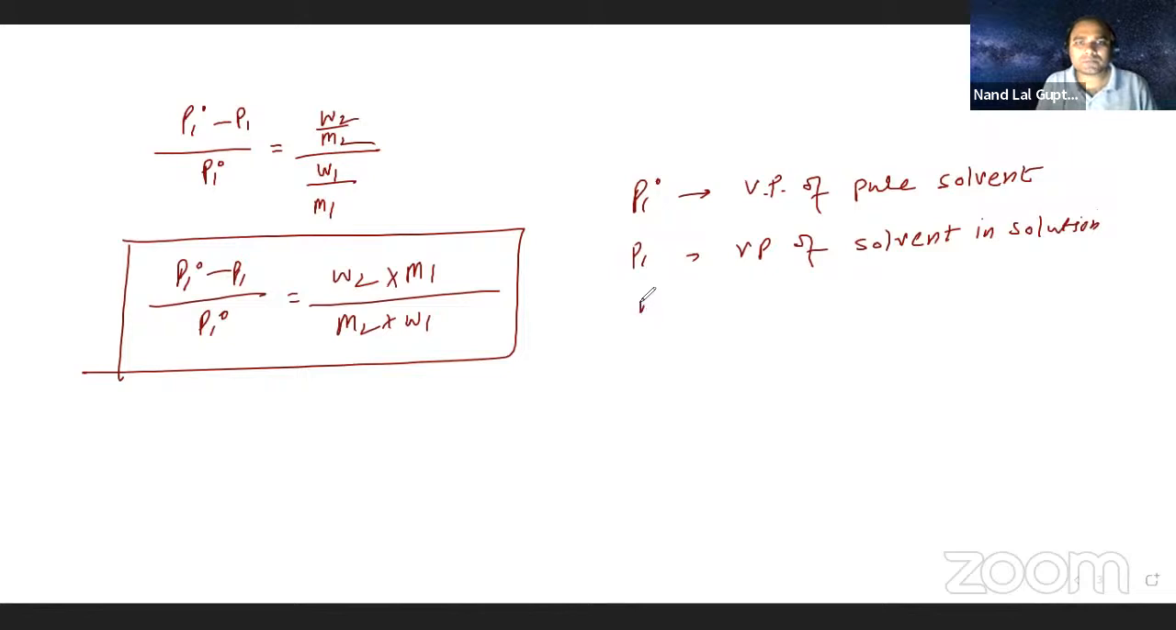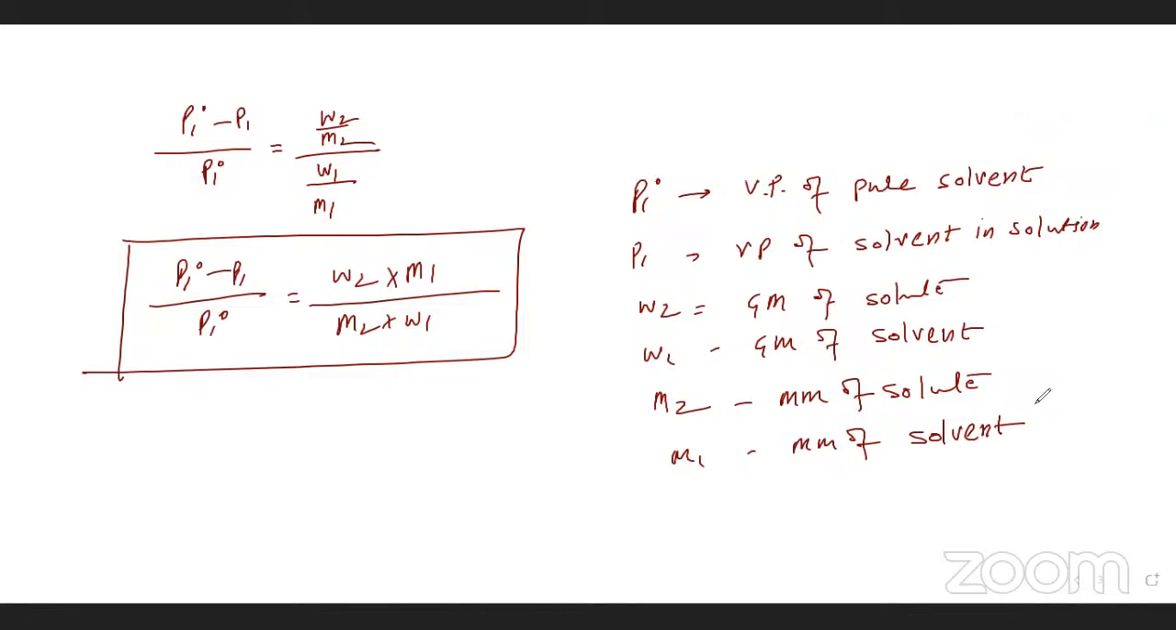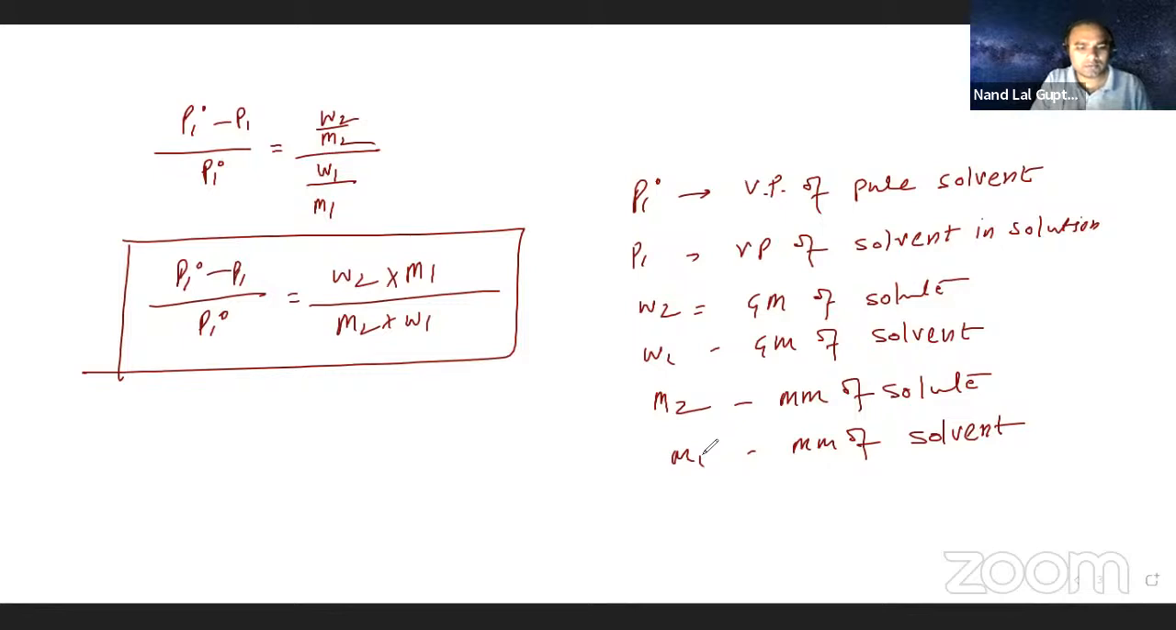Next one, W2 is the gram mass of solute. W1 is the gram mass of solvent. Next, M2 is the molar mass of solute. M1 is the molar mass of solvent. Can you understand all this? Yes. Okay. Can I erase this one? Yes.